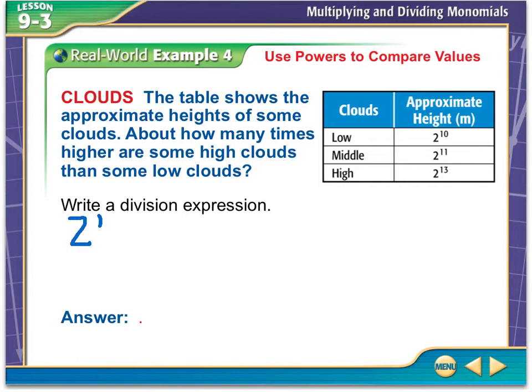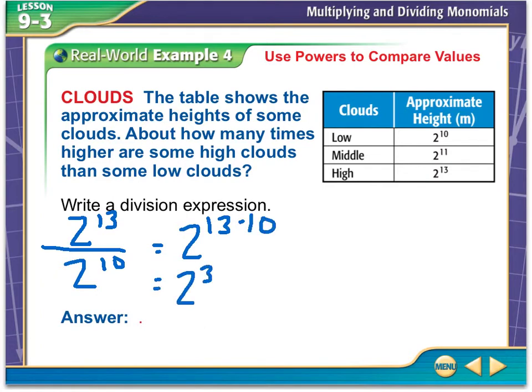Okay, on to solving our problem. Let's take 2 to the 13th divided by 2 to the 10th. We're going to use our quotient of powers property, a rule that we learned earlier, and do 2 to the 13th minus 10, which gives us 2 to the 3rd. Now, we're not quite done there. We need to simplify, because 2 to the 3rd is also equal to 2 times 2 times 2, which is equal to 8. So our final answer is that the high clouds are 8 times higher.